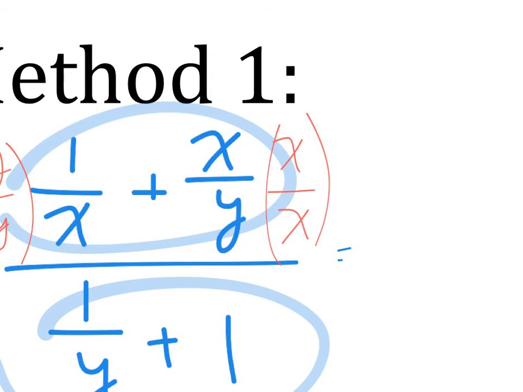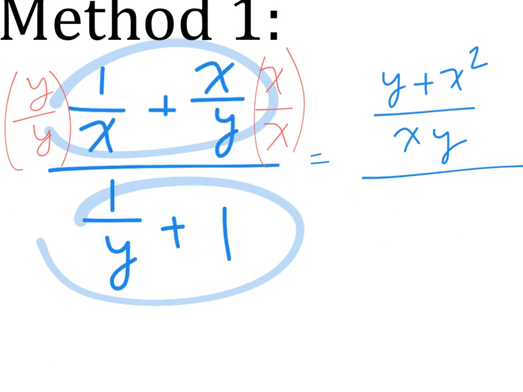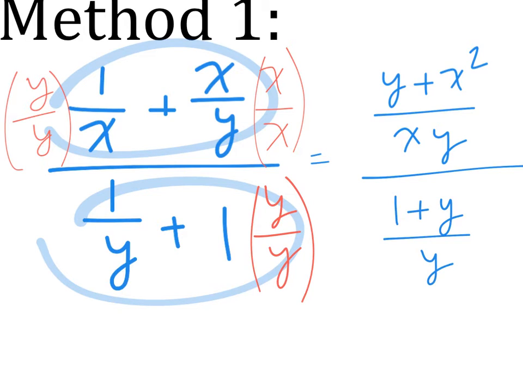All right, so this becomes y plus x over xy. You can probably add in your head now, right? In the numerator, that's just going to add together. Would it be x squared? Y plus x squared. X squared, yes. All right, in the denominator, we also need a common denominator. Y. Correct. So then we just need a y over y on this one. Okay, so 1 plus y over y.